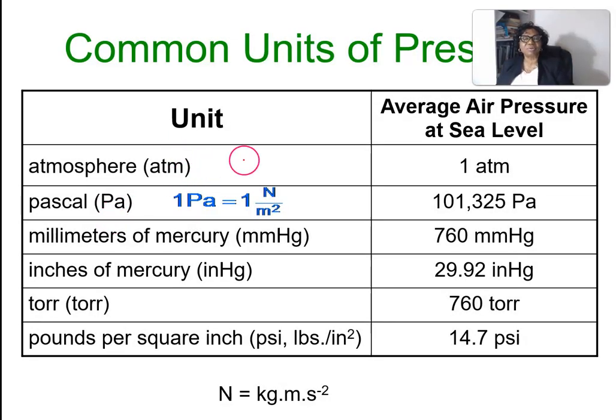We want to look at some common units of pressure. Atmosphere, Pascal, millimeters of mercury, inches of mercury, torr, pounds per square inch. And this is N, this is Newton. Newton is kilogram times meter per second squared.